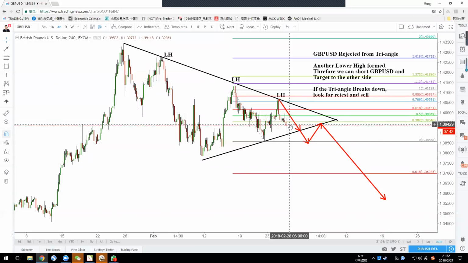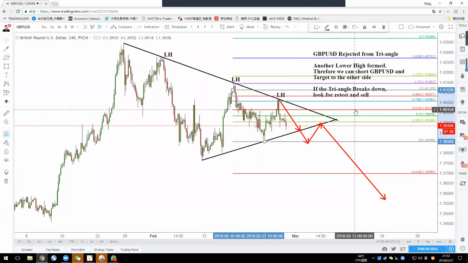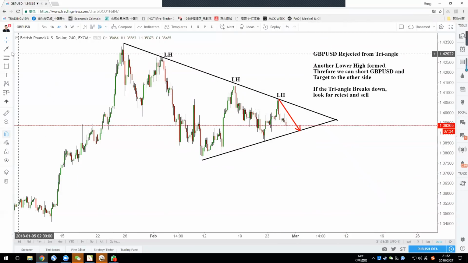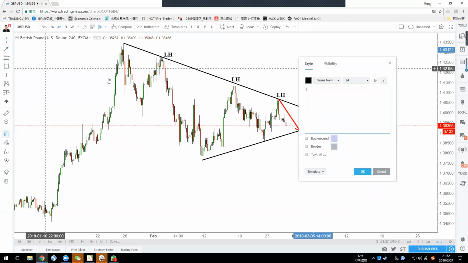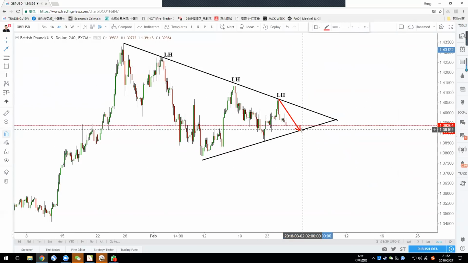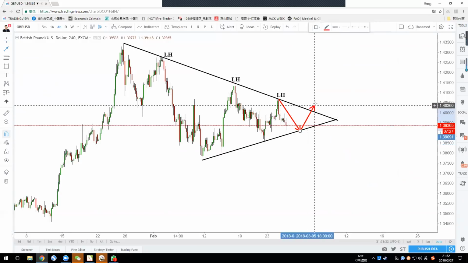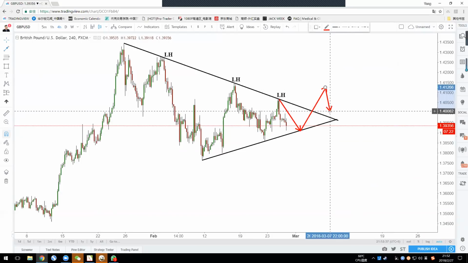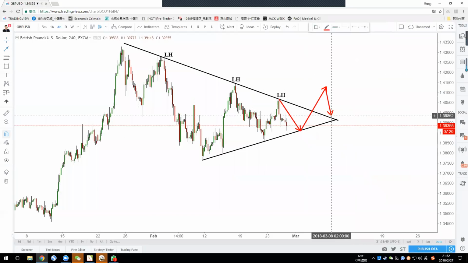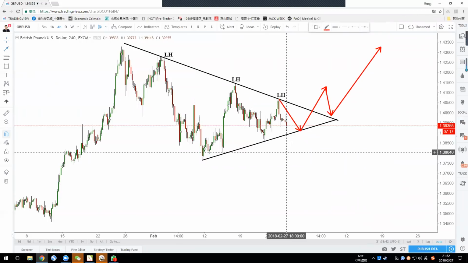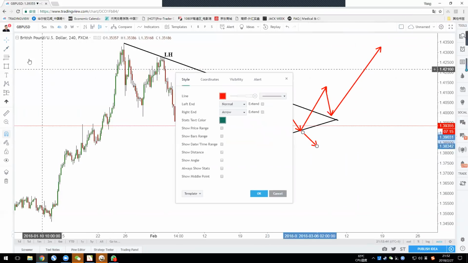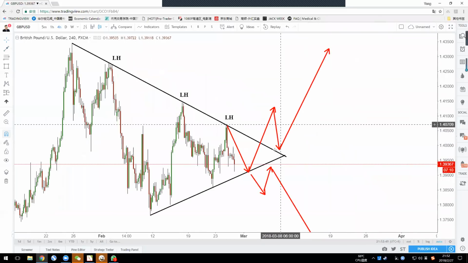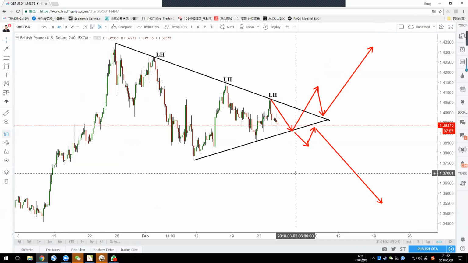Don't buy. There's only one scenario for you to buy sterling, which is when the price comes to here and moves up and breaks the trend line here, and then you buy from the retest. So right now it is still in the triangle. You can actually just observe it first, okay? Observe first.